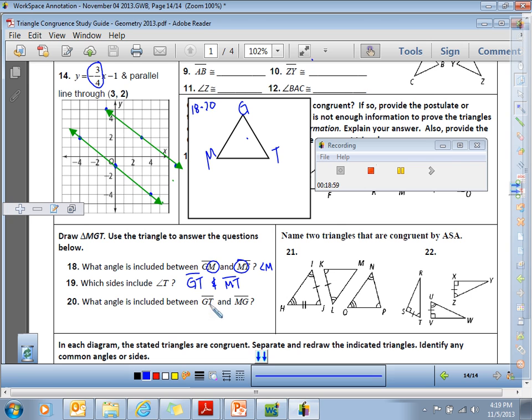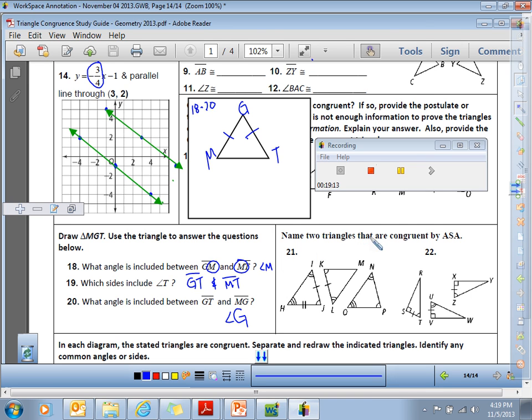Okay, and then what angle is included between segment GT and segment MG? So here's segment GT and segment MG. Which angle is included? That would be angle G. Where the two sides meet, angle G is included.